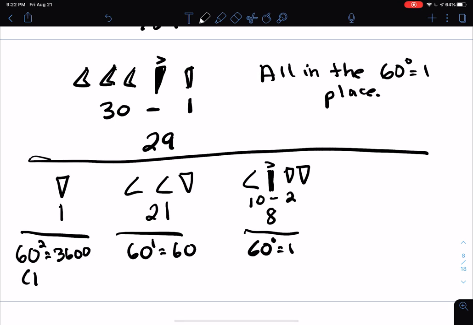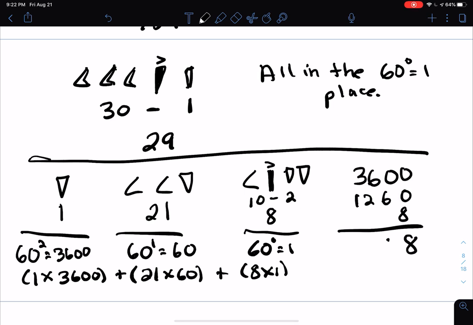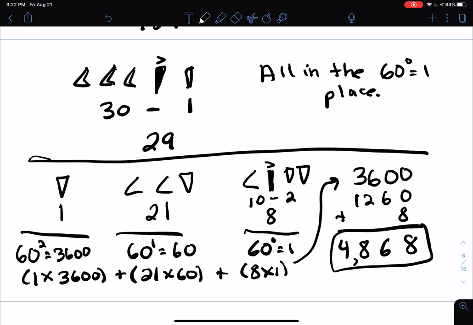So we're going to do 1 times 3600 plus 21 times 60 plus 8 times 1. So we've got 3600 plus what? Okay, 21 times 60, 0, 6, 12, and then 8. So we add all that up, we get 4,868. So that's how that's done. So converting from their system to ours, you figure out what the numerals are, you multiply by place values, add them up.